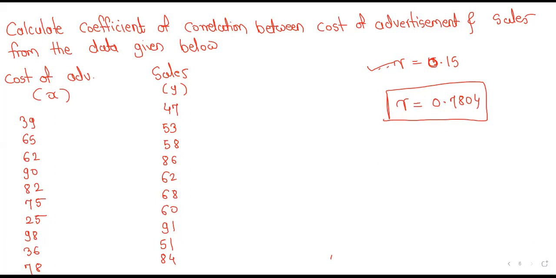So last two examples of finding coefficient of correlation. Then we will see lines of regression. Write down the second last example. Calculate the coefficient of correlation.